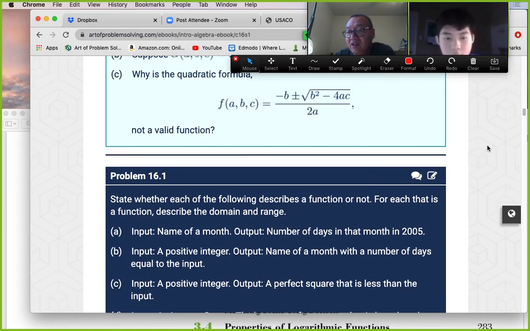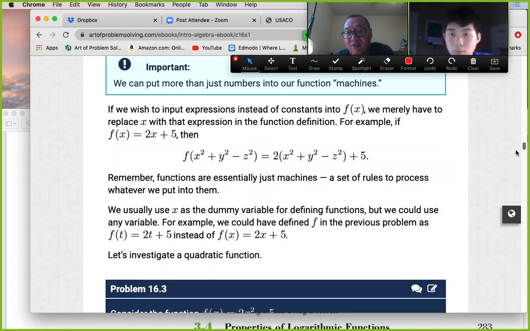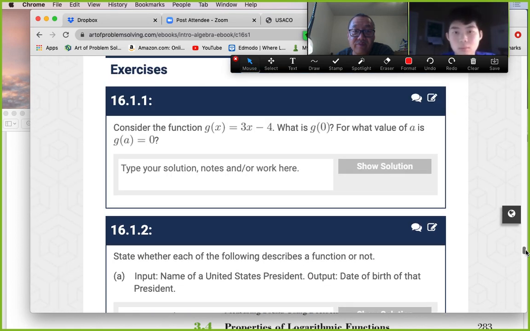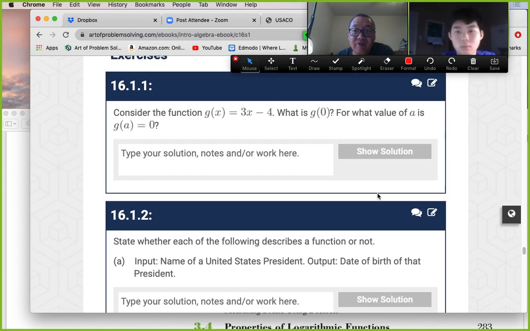Okay, very good. Now let's try some exercise problems here. Can you read this one? Consider the function g of x equals 3x minus 4. What is g of 0? For what value of a is g of a equals 0?